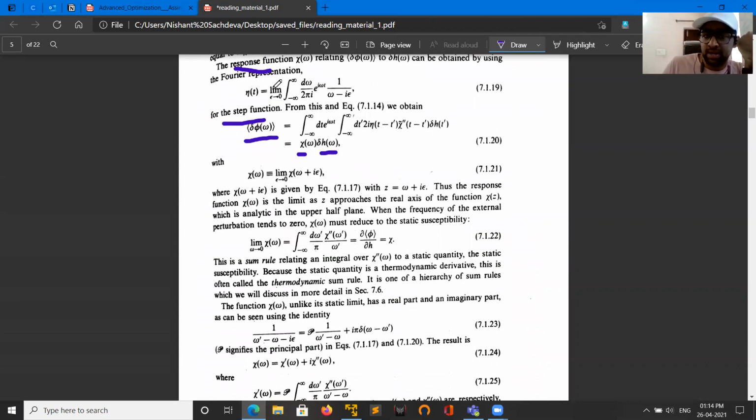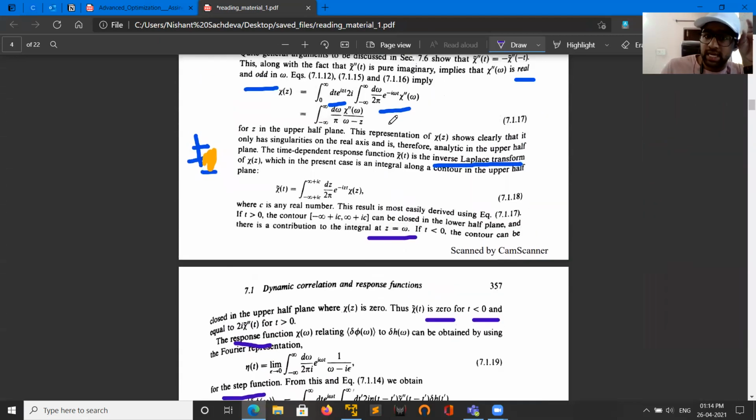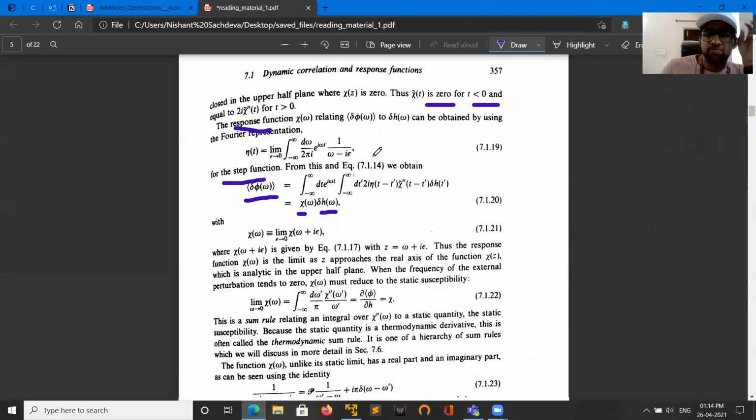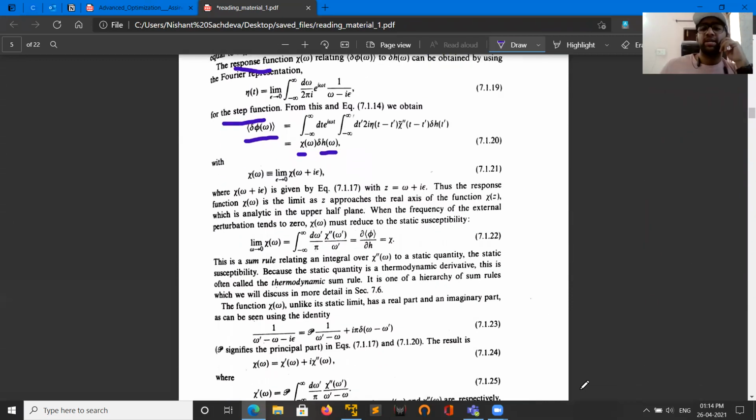Iota e was basically tending to 0 in the above integral here. Now it's being used again with it tending to 0. So the more we come close to the real value, the more we approach the actual x of omega, where x of omega plus iota e is given by equation 7.1.17, which is this guy, where z equals omega plus iota e.